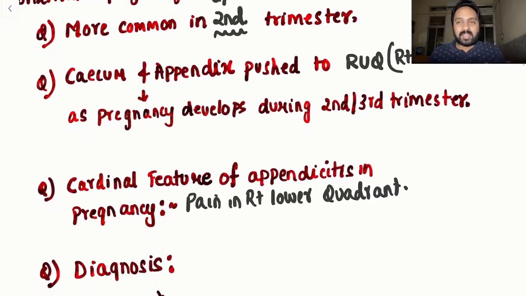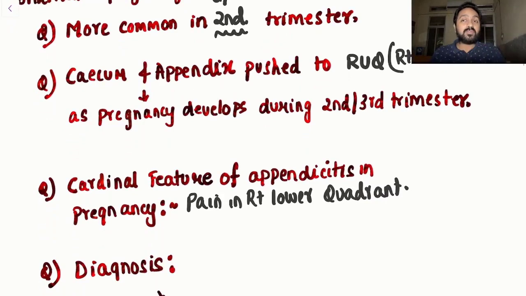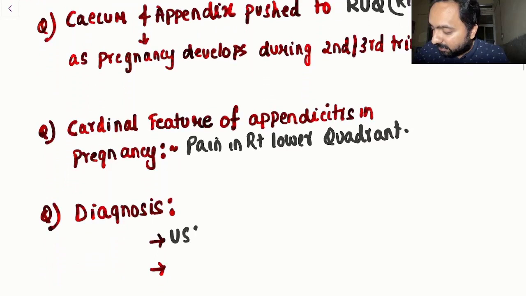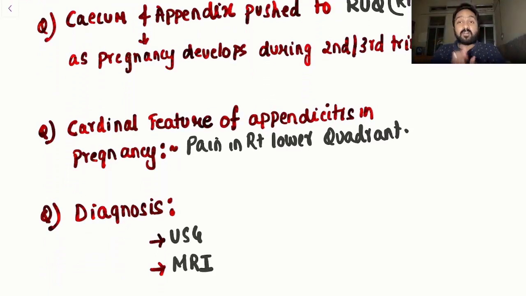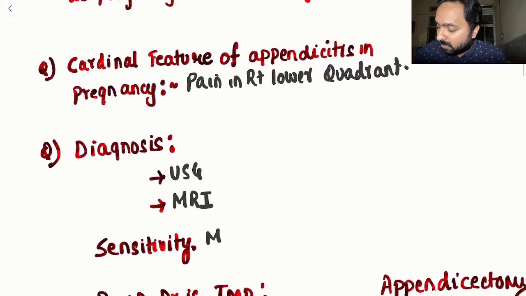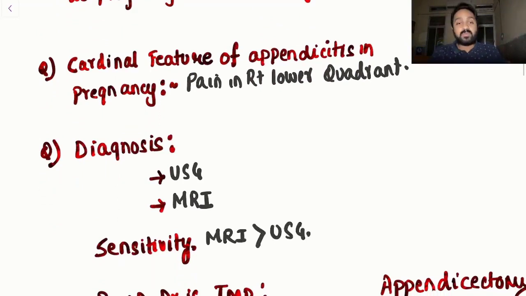Regarding diagnosis, it is very essential that you make a diagnosis of appendicitis. For that we need an ultrasound and an MRI. We don't do a CT scan for obvious reasons, as it has radiation hazards. Regarding sensitivity, MRI is definitively more sensitive than USG.